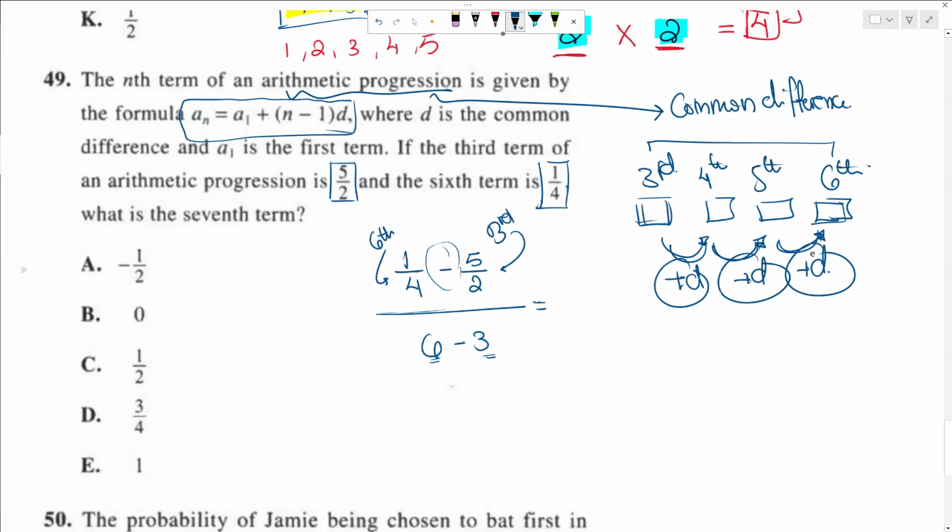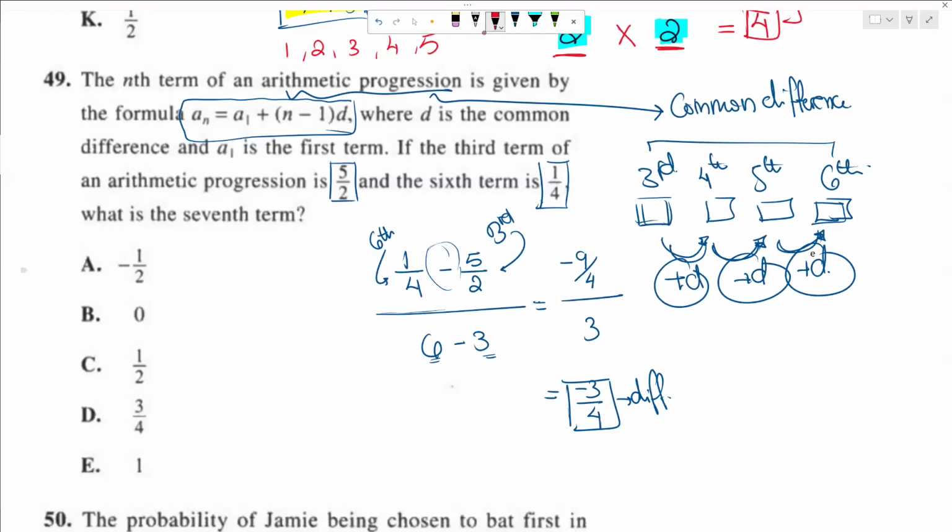1 over 4 minus 5 over 2, which gives me negative 9 over 4. Sorry, say that again. You said two methods. Okay, I'll tell you, but give me a second to finish this. The difference will come out negative 3 over 4. This is the first method of getting the difference.